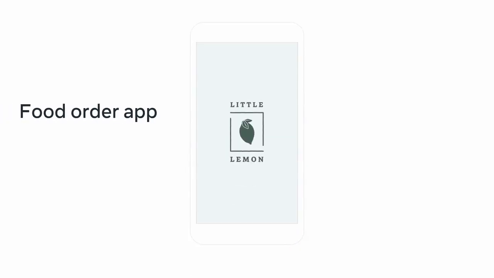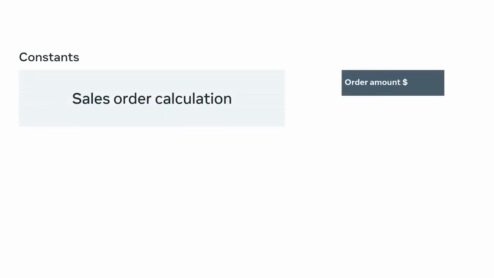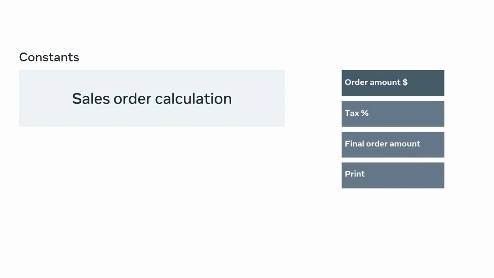To demonstrate the use of constants, let's consider another real-life example. Say you wish to develop a billing software solution for your family restaurant, Little Lemon. Given an order of a certain amount, you would need to calculate the sales tax amount for the order. Let's assume the sales tax is fixed at 5%. You would then calculate and print the final amount that the customer needs to pay for the order.